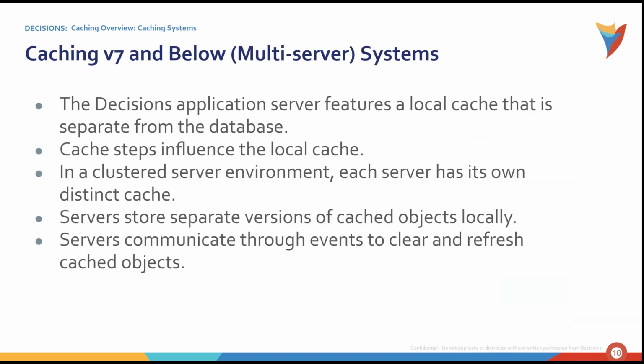In the caching of version 7 and below, which were multi-server systems, cache steps influence the local cache. Basically, in the clustered server environment, each cache server has its own distinct caches. Servers store a separate version of the cache objects locally. And also, servers communicate through events to clear and refresh the cache objects.